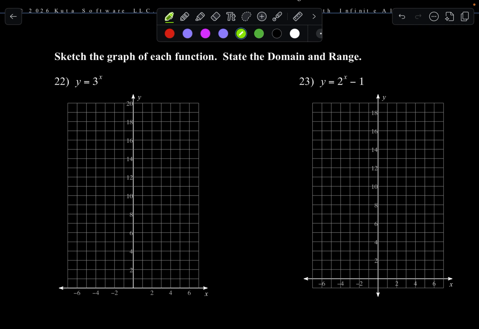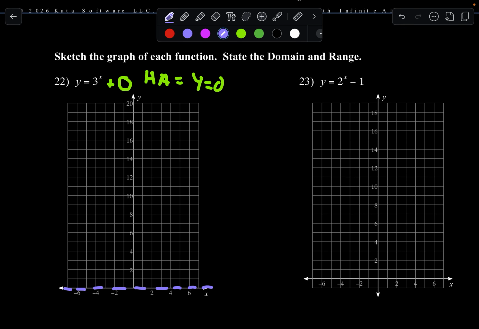We just got this in. So they want you to sketch the graph of each function, state the domain and the range. To graph these, the easiest thing to do first is look for the horizontal asymptote, which you just look. Is there a number being added or subtracted at the back end? For 22, there isn't. It's just 0. So the horizontal asymptote's y equals 0. So that tells me I can put a horizontal line along y equals 0, which is the x-axis. That's going to be my guide.